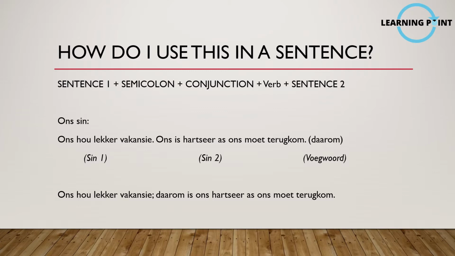Ons hou lekker vakansie is our sentence 1, we write it down, we add our semicolon, we add our conjunction, daarom, and then we write down the verb of the second sentence, is, because when we know stompie, we know that's verb 1. So daarom is, and then, as we did with stompie, we start with the subject, and we write down the rest of the sentence. Daarom is ons hartseer as ons moet terugkom. So ons hou lekker vakansie; daarom is ons hartseer as ons moet terugkom.